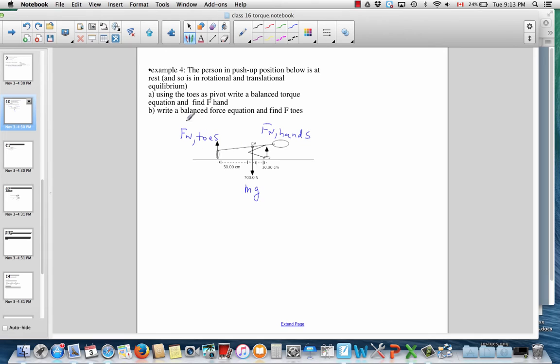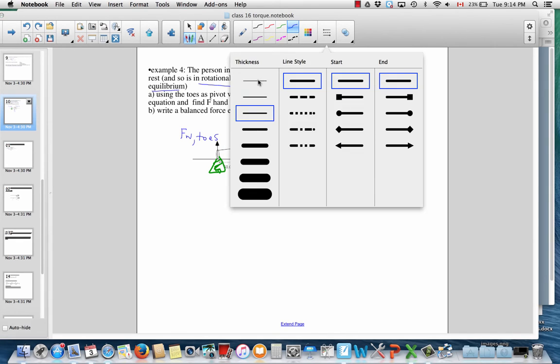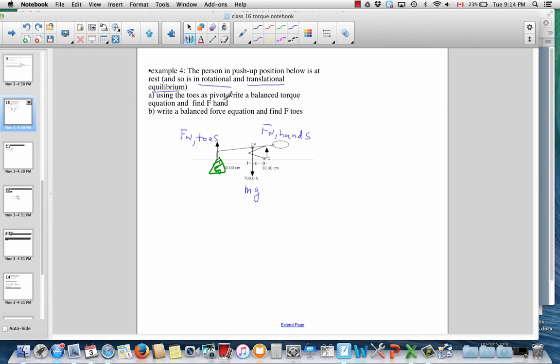Okay. Now, this person, let's imagine that they're in like a plank, so they're not moving at all. That means that the torques have to be balanced. They're in rotational equilibrium. And if they're not moving up and down, they must also be in force or translational equilibrium. So what are we asked to do? Okay, we're asked to use the toes as a pivot point. And I sometimes will just draw like a little fulcrum here, just to communicate that that's the point that I've picked as the pivot point.